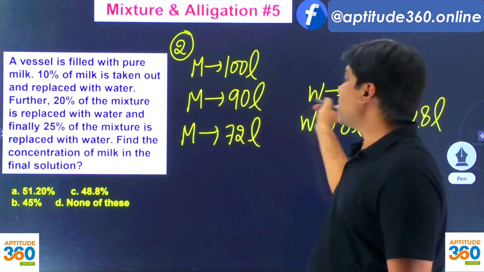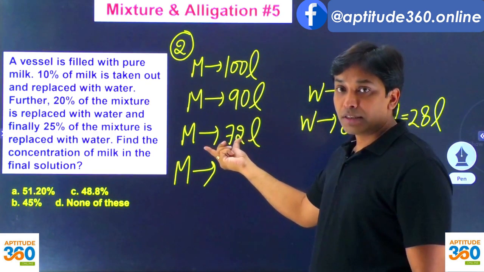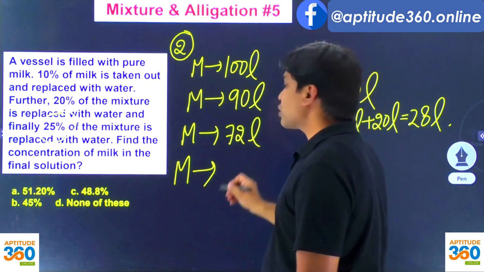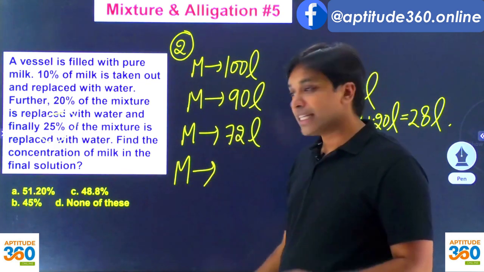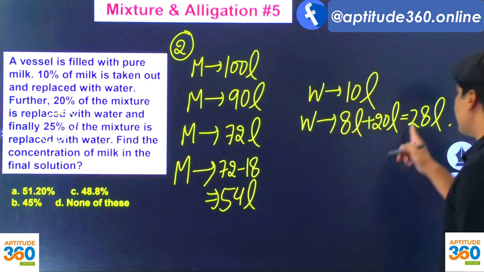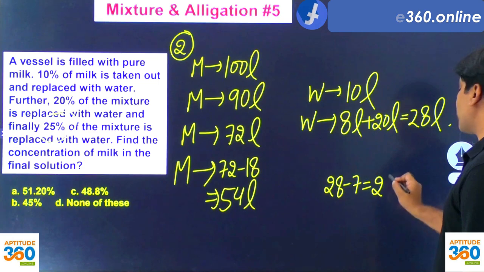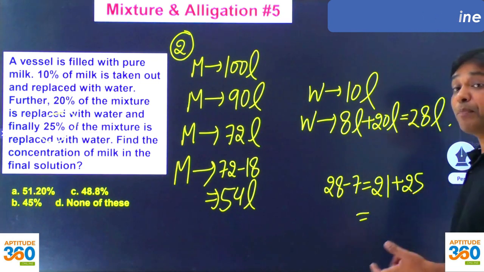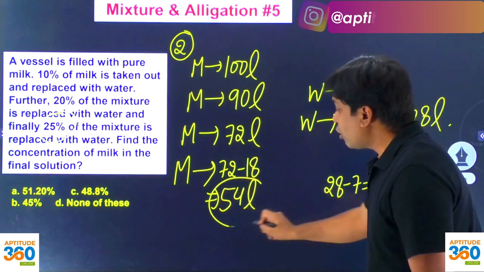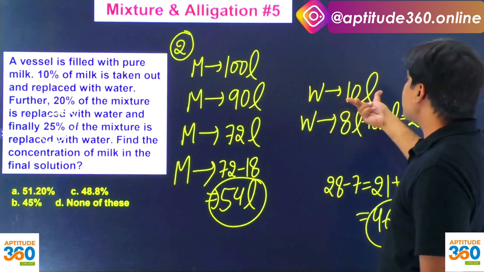In the second instance, so this is the first replacement, this is the second replacement, and what is going to be the third replacement? In the third replacement, milk over here is 72 liters. So you will take out 25% of milk and 25% of water. So 25% of this value is going to be how much? 25% is 1/4. 1/4 of 72 is 18. So 72 minus 18 is 54 liters, right? And then if you take out 25% of this, so 28 minus 7, which is coming out as 21, plus 25. Jo ye 25 plus kyun kar raha hu? Kyunki 25% water is getting added. So what is water? 46 liters. See this. Volume of the container is always constant. It is 54 plus 46, 100, or 72 plus 28, 100, or 90 plus 10 is 100.